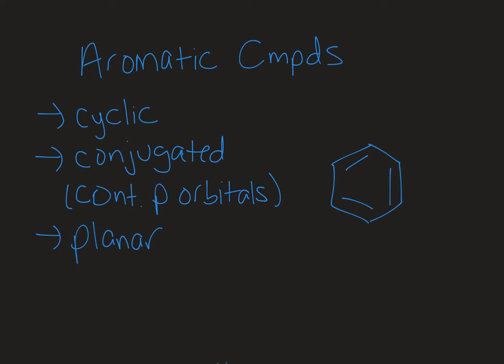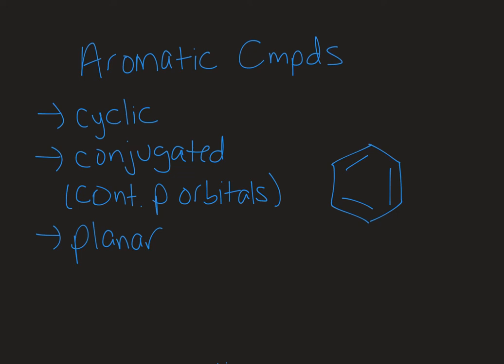The easiest way to think about this is if you could draw resonance structures all the way around the ring and there was nothing interrupting those, that would be conjugated throughout. So pi bonds, lone pairs of electrons, and charges can all contribute to conjugation throughout a cyclic system. And lastly, it has to be planar or very nearly planar.